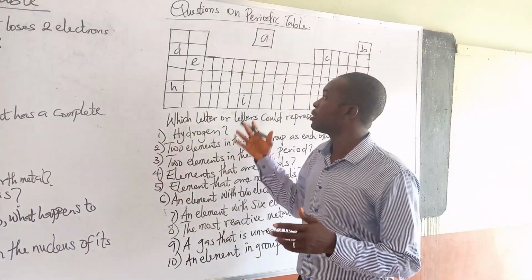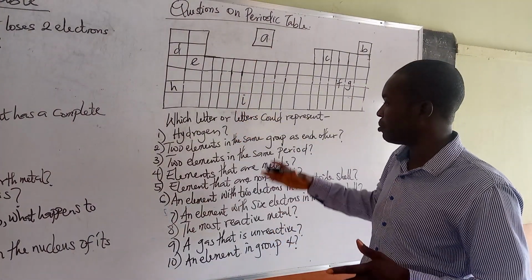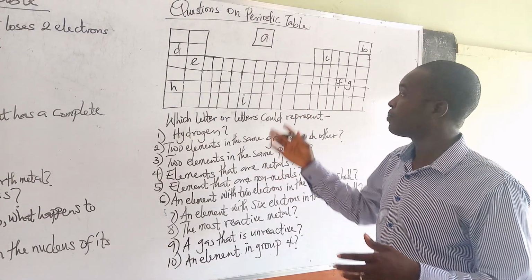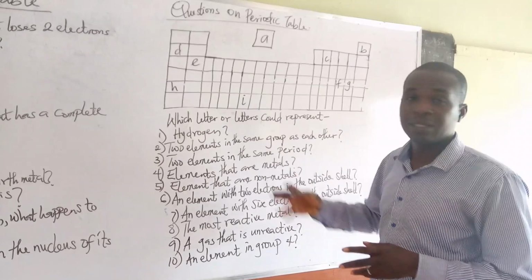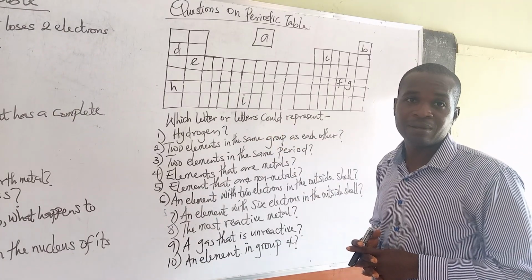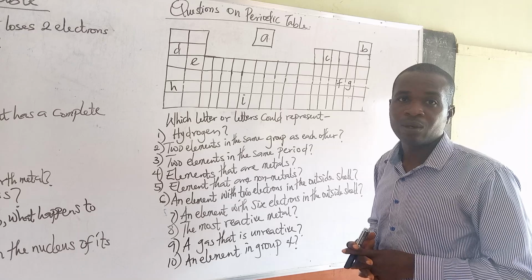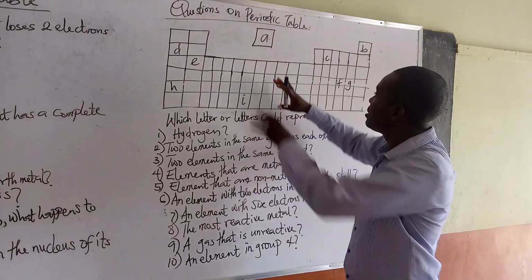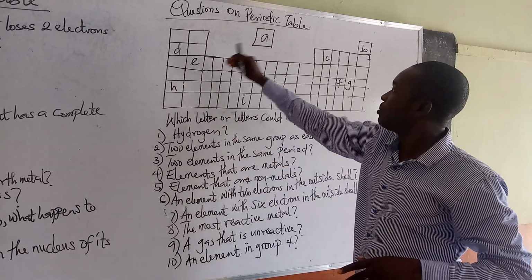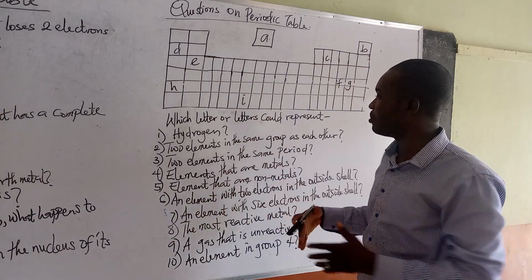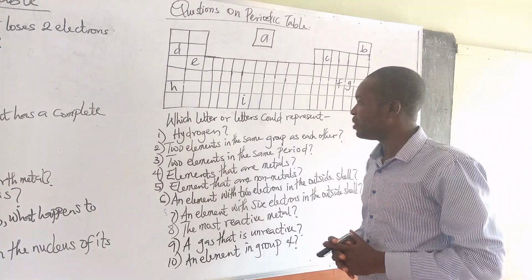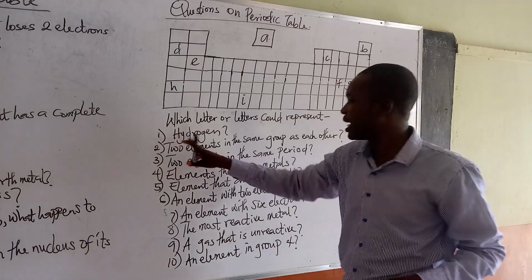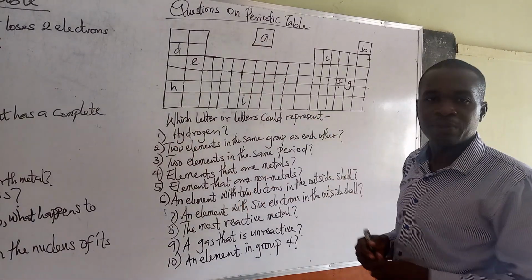Viewers, let us quickly go through questions on periodic table. The following are selected questions for periodic table practice, and this is useful for candidates who are preparing for UTME or the WASEC exam, whether WAEC or NECO. Now let's look at this. This is a format of the periodic table. There are some letters here in the periodic table, and there are some questions being asked. For instance, which letter could represent number 1, hydrogen?